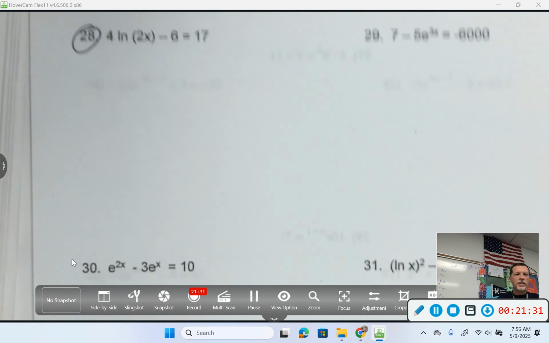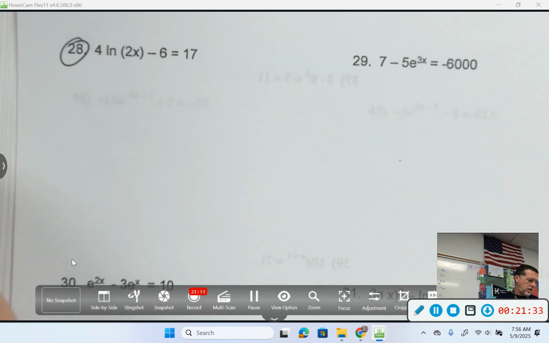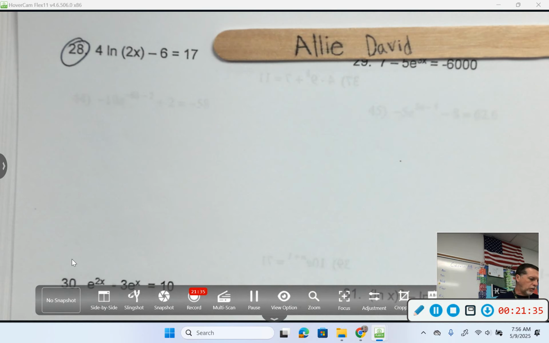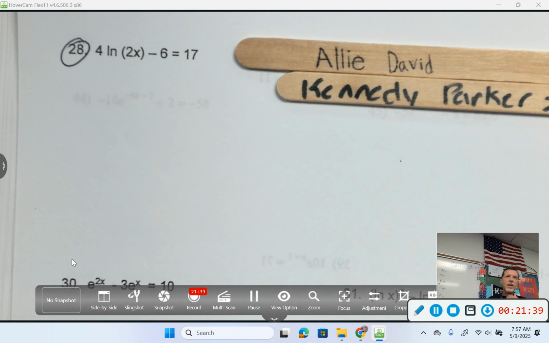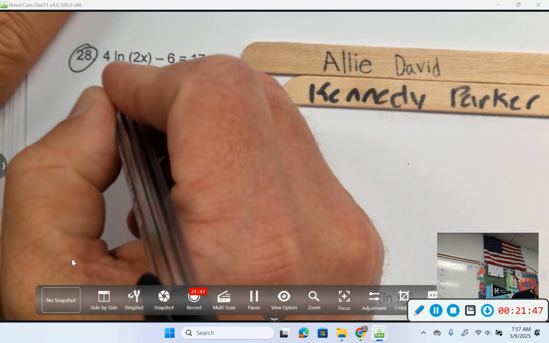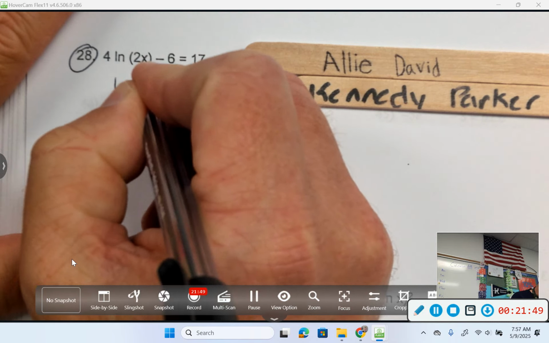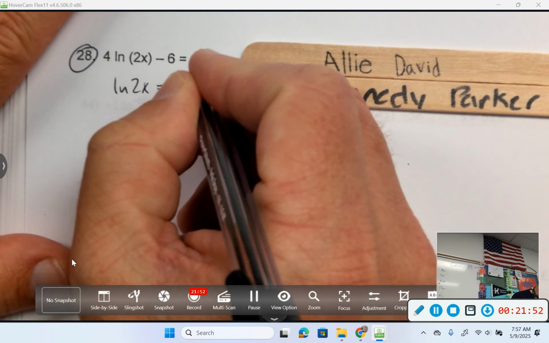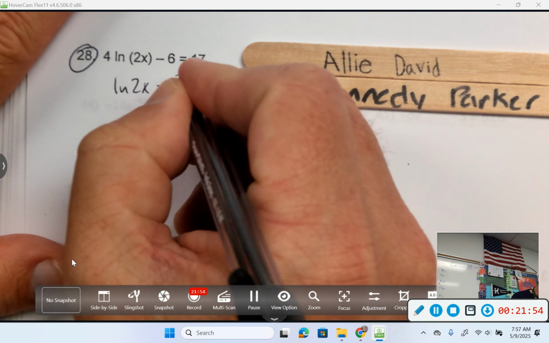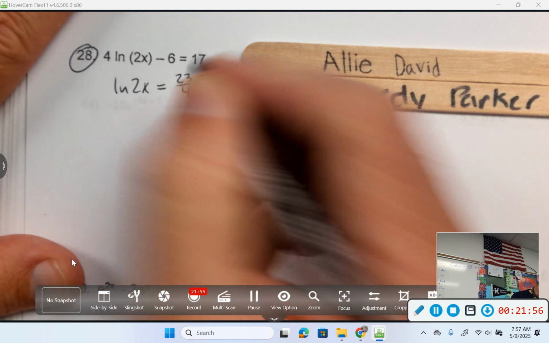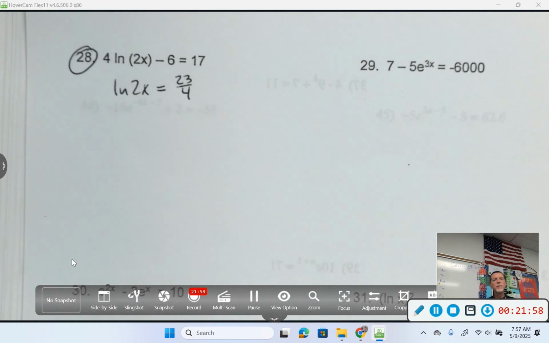Let's look at 28. I think there's several things we could do before we even get to new type stuff. Allie, what do you want to do first on 28? Add 6. Perfect. Kennedy, what do you want to do after we add the 6? Divide by 4. So add 6, I get 23. Divide by 4, well, it's just 23 over 4.